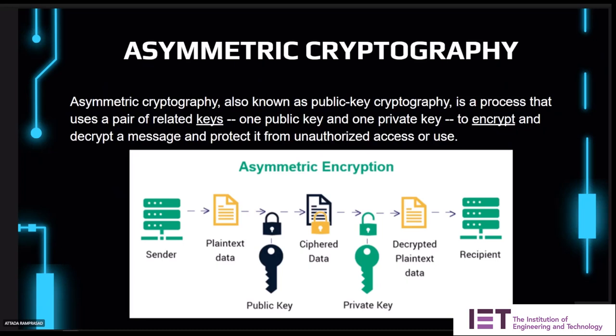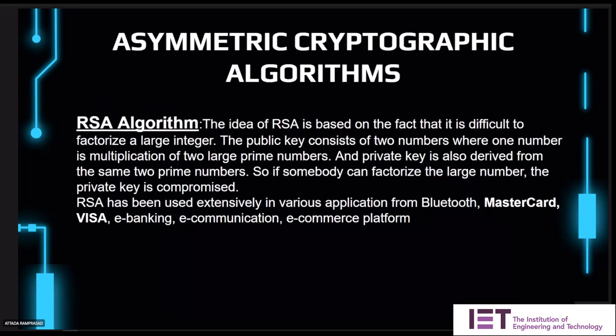Let us now look into some of the asymmetric cryptographic algorithms. The first one is the RSA algorithm. The basic idea behind this algorithm is based on the fact that it's quite difficult to factorize very large integers. In this case, the public key consists of two numbers. One number is a multiplication of two large prime numbers, and the private key is also derived from the same two prime numbers. So if somebody can factorize a large number, the private key is compromised. This has been used extensively in various applications from Bluetooth, MasterCard, Visa, e-banking, e-communication, and all the e-commerce platforms.